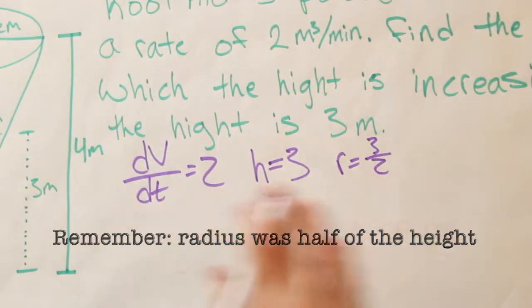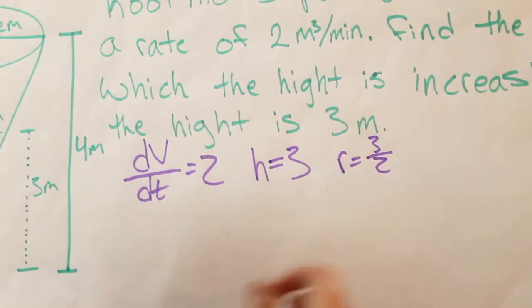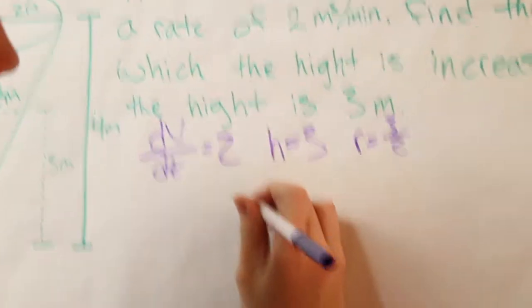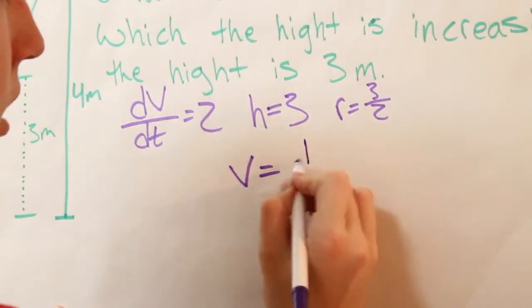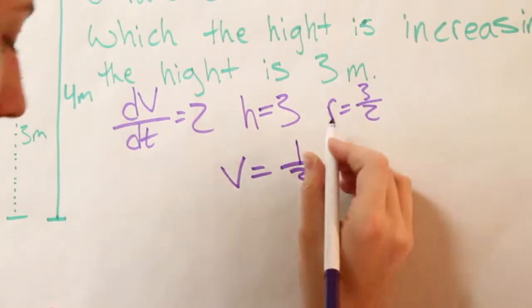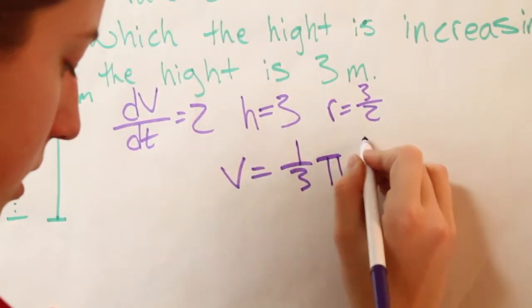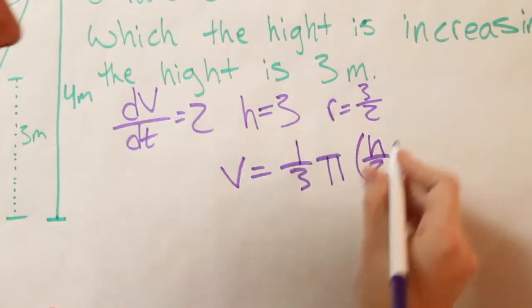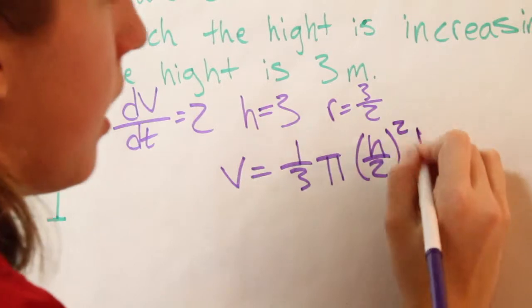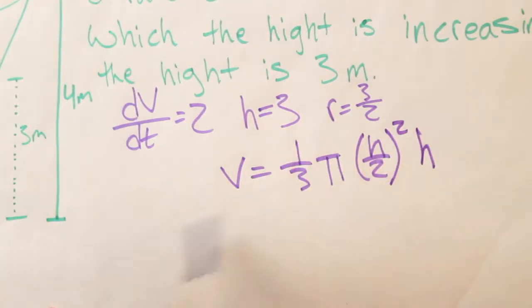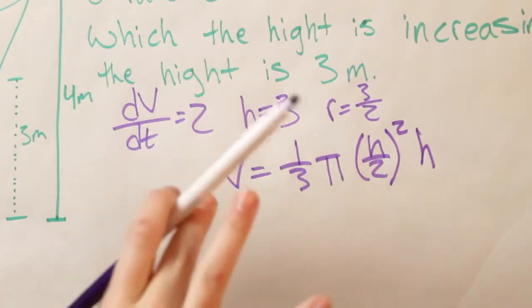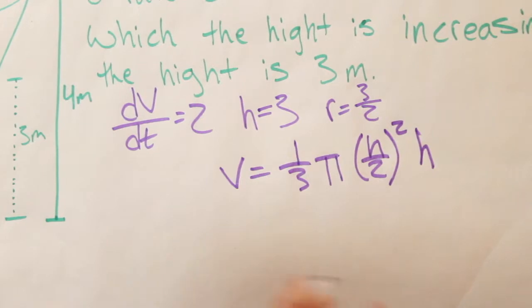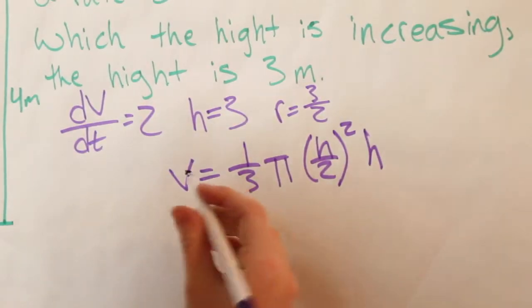Okay, our volume formula for this is V is equal to 1/3 pi times h divided by 2, that's the radius, it's 1/2 of the height, squared, times h, the height. Now this is the general formula. We could use this to find the derivative for any height. We're going to use 3, though first we're going to simplify it.